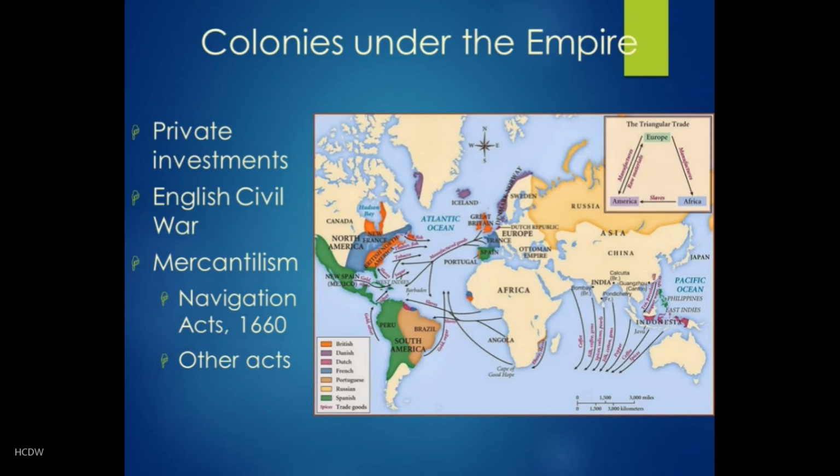Now, the colonies were also influenced by events back in England. First and foremost, the English Civil War, which ended in 1660. And you might recall in the previous lecture, I described that as the restoration. At the end of the Civil War, Charles II was restored as king, and he wanted to instill the image of a strong monarchy. And so extending control of the crown over these colonies in far-flung lands became part of that mission.